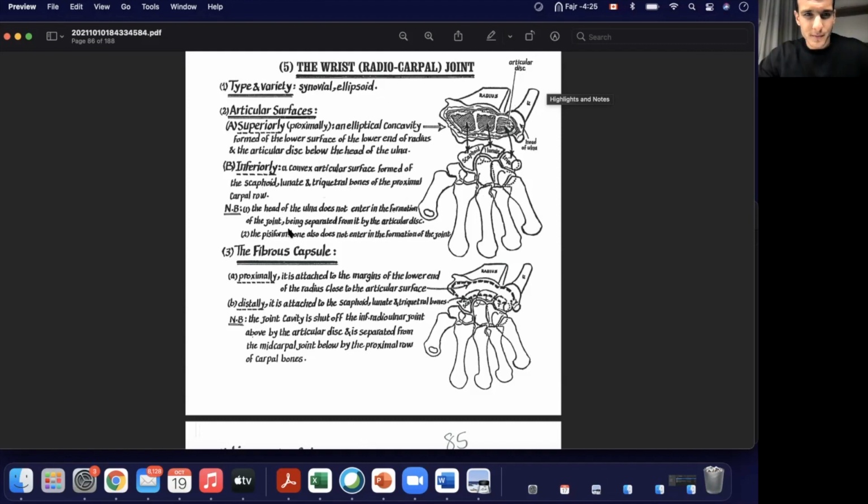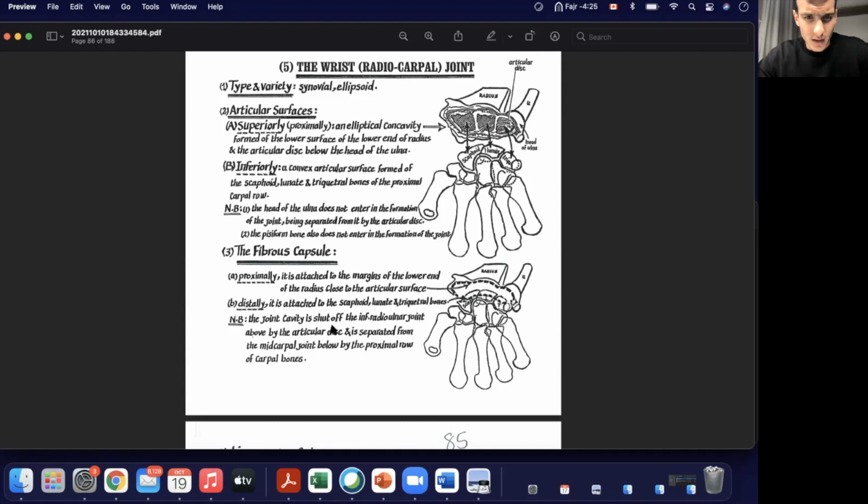We didn't want to go into the carpal bones, but you have to know exactly what's happening here. The radius articulates with the scaphoid and lunate, and the ulna articulates with the triquetrum. That's the articulation surfaces of this joint. As usual, there's a capsule that allows for the articulation of this joint very safely. Proximally, it is attached to the margins of the lower end of the radius, close to the articular surface. Distally, it is attached to the scaphoid, lunate, and triquetrum, to the parts that are involved.